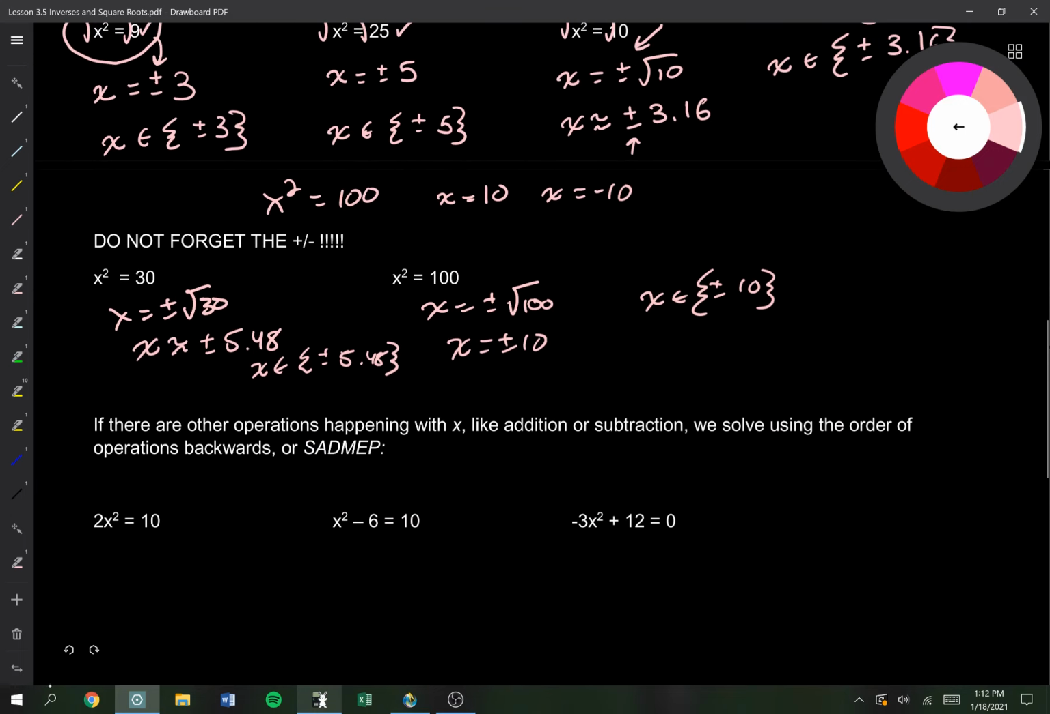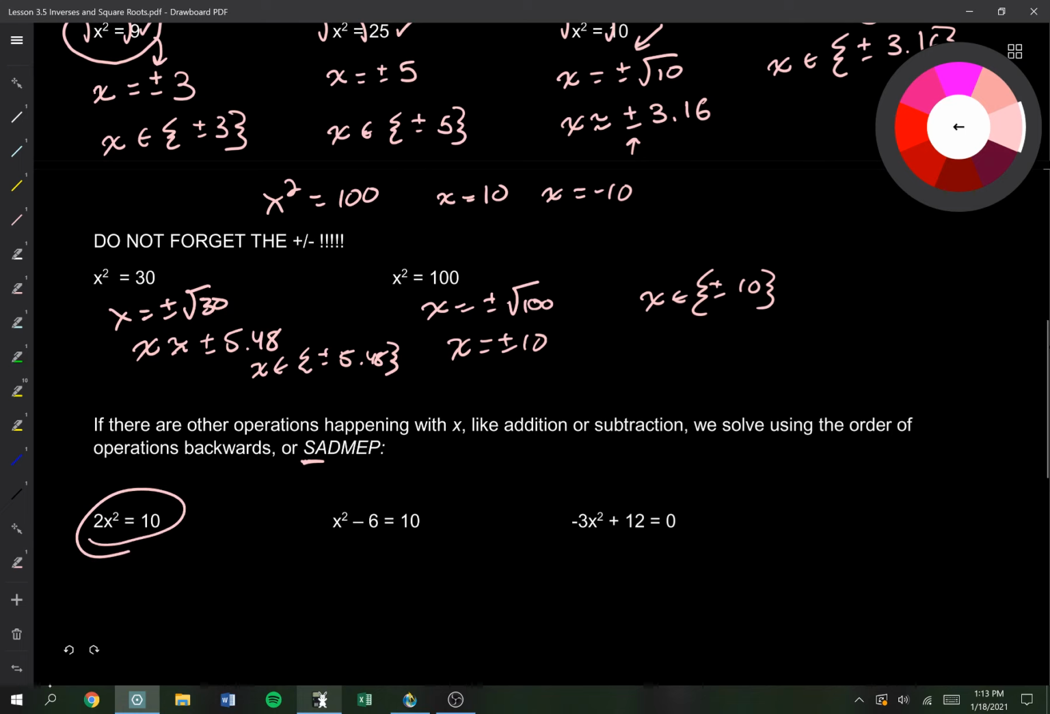Okay, sometimes we have more than just a square happening. If there's other operations happening with this x, like addition or subtraction, we solve using the order of operations backwards. You've probably not thought of this, but when you're solving, you do SADMAP. When you're simplifying or evaluating, you do PEMDAS. But when you're solving, you do that backwards, you do SADMAP. So first, you deal with any subtraction or addition if there are any.